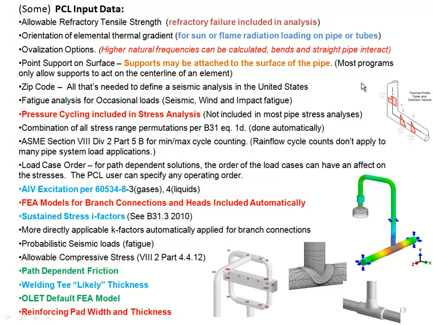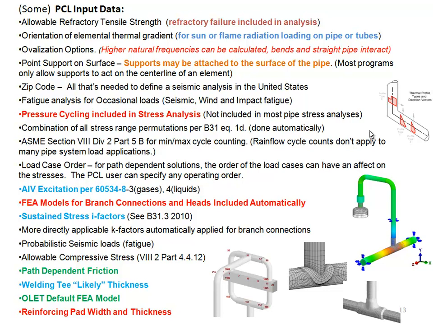PCL also performs a fatigue analysis for occasional loads, seismic and wind. Analysis of pressure cycling is included with beam calculated forces and moments on branch connections and nozzles. Automatic combinations of stress ranges are evaluated per B31 equation 1D. With 3 alternating temperatures on branches and a Joule-Thomson cooling case, you have 4 temperature conditions and 10 possible stress ranges to evaluate on a node-by-node basis. When running the PCL, you enter only the 4 temperature cases and the PCL does the rest.